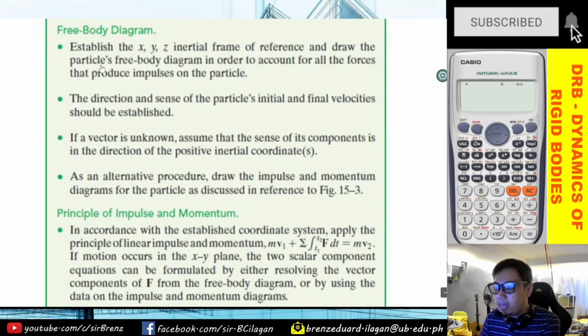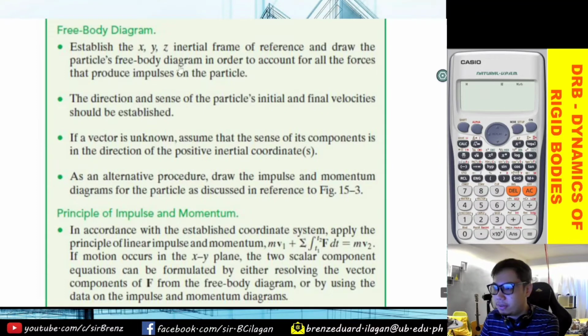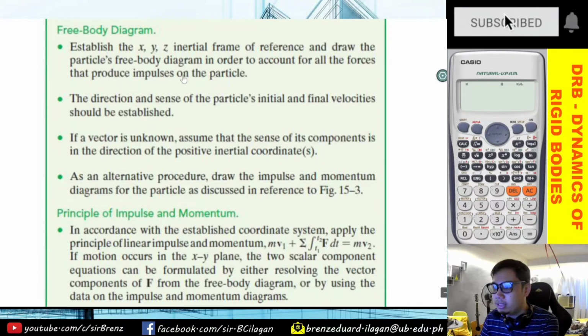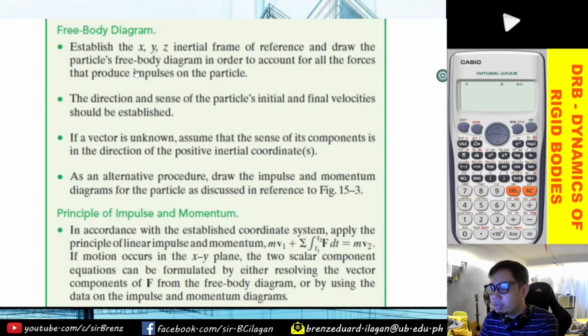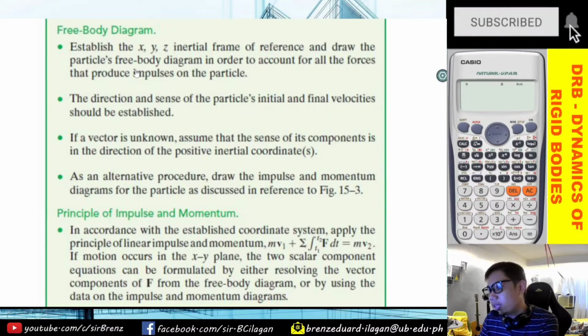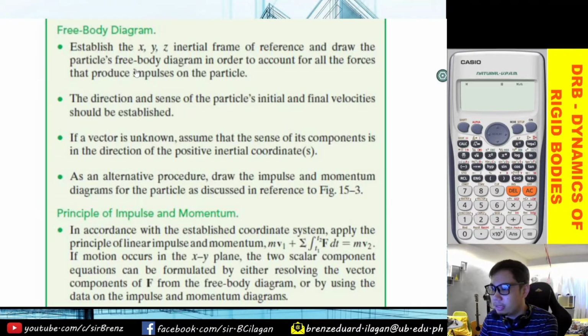So for free body diagram guys, we need to establish the x, y, and z inertial frame of reference and draw the particle's free body diagram in order to account for all the forces that produce impulses on the particle. So, ang lang naman yan, if yung force mo is going in the x direction, so dapat ganun din yung mangyayari sa inertial frame mo. So, yung mga x lang din yung kailangan natin i-consider. And so as for y and for z, again, it depends on the axis na kino-consider natin, and at the same time yung mga forces available.